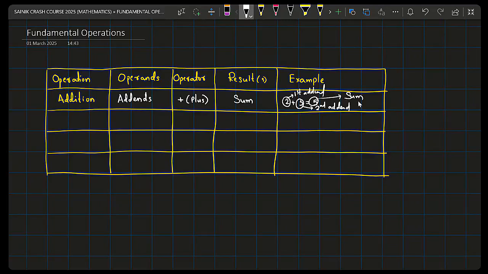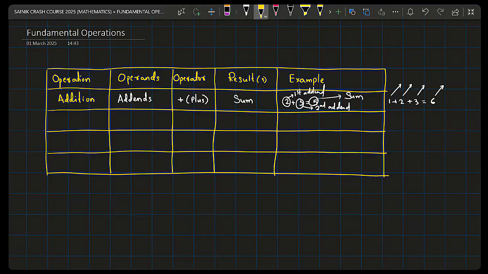Not only two numbers, we can take more than two numbers also. For example, 1 plus 2 plus 3 is equal to 6. 1 is called first addend, 2 is called second addend, 3 is called third addend, and 6 is called the sum. So 6 is the sum of 1, 2 and 3. So these are the terms involved with addition.